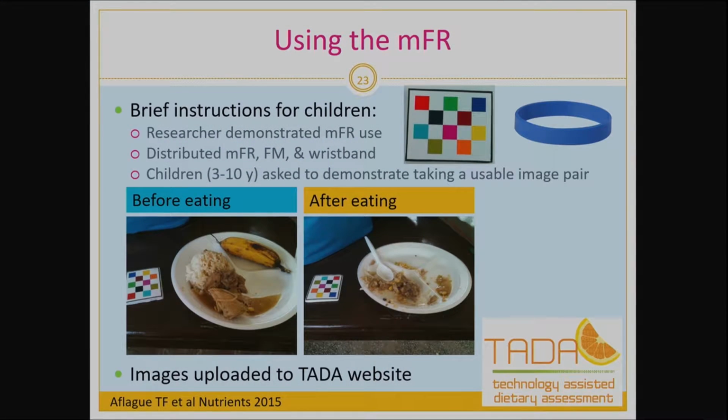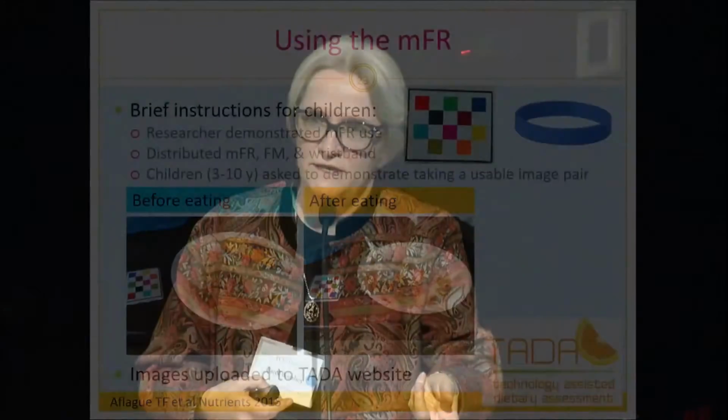Now what I'm going to take you through is one using the mobile food record, and this is all in children 3 to 10 years old. The way it went was the researcher demonstrated the MFR, distributed one to the child, and gave them the fiducial marker and this little wristband. The reason for the wristband is that 3-year-olds and 4-year-olds don't really know the difference between right and left, and it's really helpful if the fiducial marker is always in the same place.